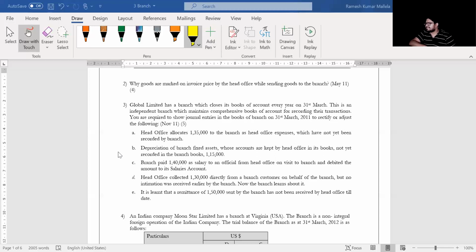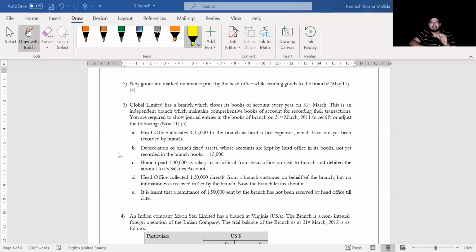Next. Head office collected 1,30,000 directly from a branch customer on behalf of the branch, but no intimation was received earlier by the branch. Now the branch learns about it. That means there is a collection made by head office, but I being the branch don't know that head office has collected money from my debtor. Now what will I do? In my books of accounts, the value of debtors should reduce.